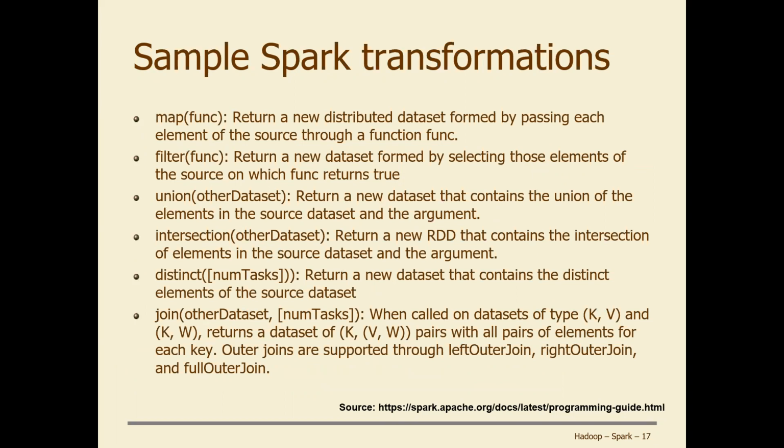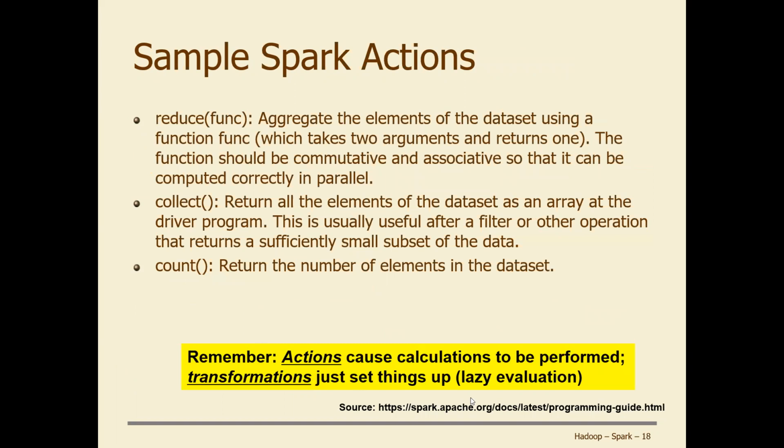These are some of the transformations in Spark: map, filter, union, intersection, distinct, join. When I have the RDD, I can apply these operations on them. All of them have different meanings, so we'll see them later on. Reduce, collect, and count are actions. Actions cause calculations to be performed. Transformations just set things up. Lazy evaluation: action means the actual work to be done, and transformation is simply setting up. So this may be two things.